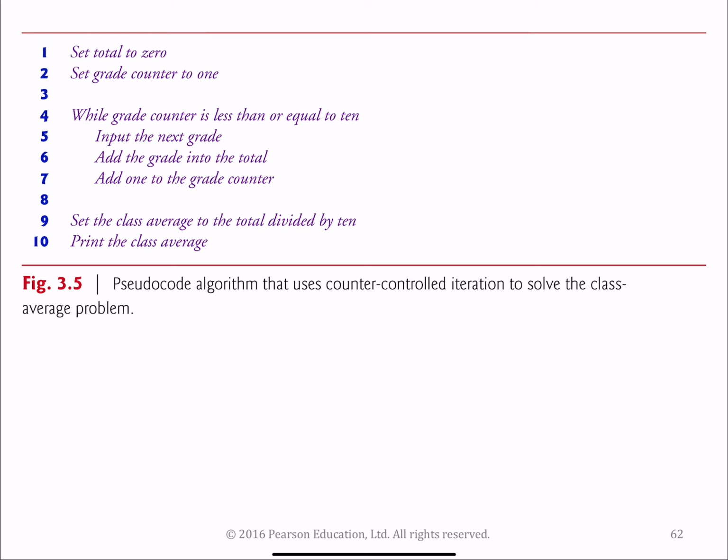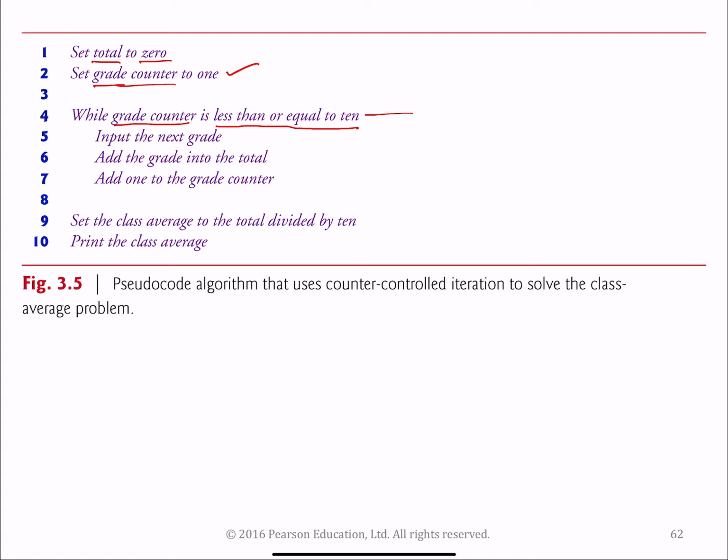Okay, so this is the pseudocode for this very simple example. We'll have a variable called total that we set to 0. We'll have a grade counter that we initialize to 1. And then we have our while loop, which will run until the grade counter is less than or equal to 10.